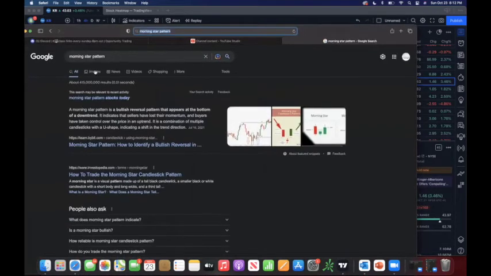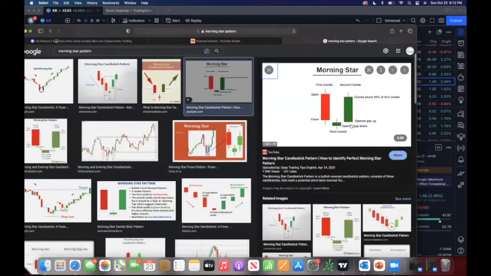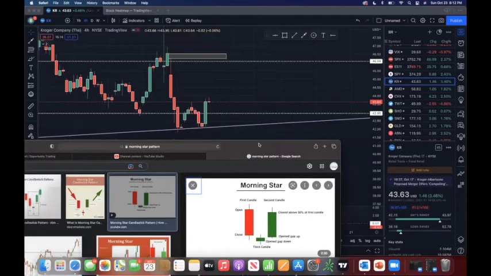Let's go look at images. This will show up if you look up candlestick pattern chart, right? Morning star. See that here? This can be red or green. It doesn't really matter. But see the same idea? Pull back. Morning star. Complete the move with the morning star. So here's another reason to be in the trade.